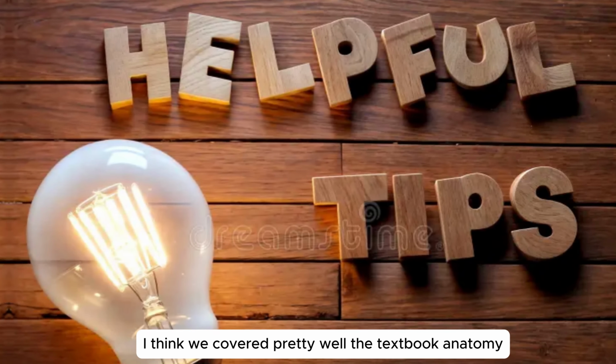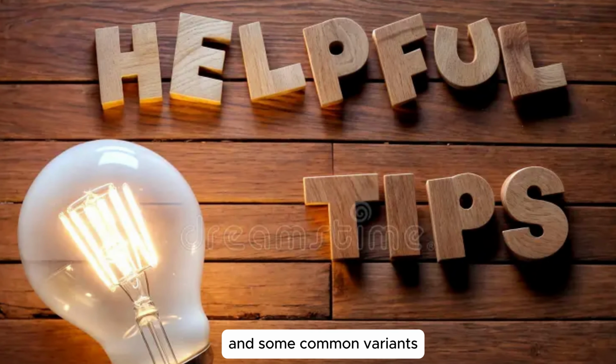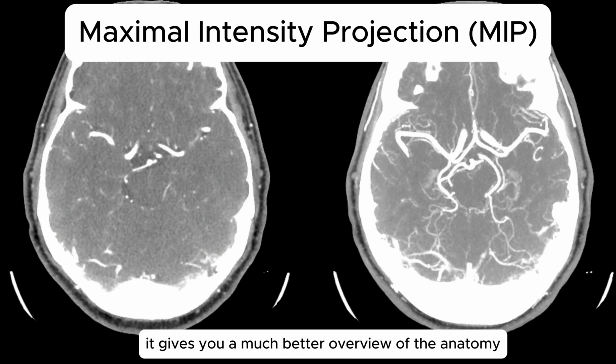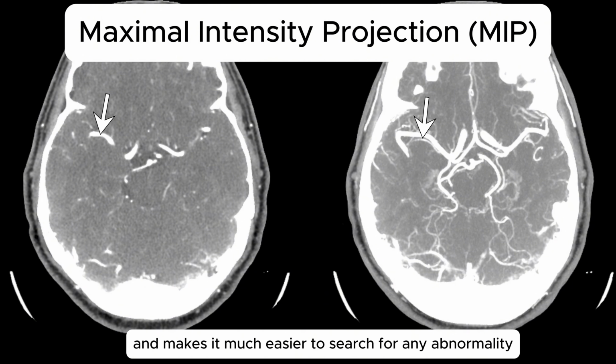Now I think we covered pretty well the textbook anatomy and some common variants and some rare ones that you may encounter. And I would like to end with a few tips that I found very helpful. The first tip is always, and I mean this especially for CTAs, use MIP series. It gives you a much better overview of the anatomy and makes it much easier to search for any abnormality.